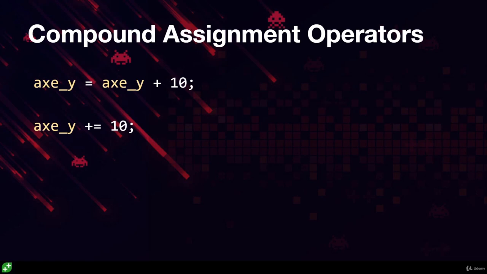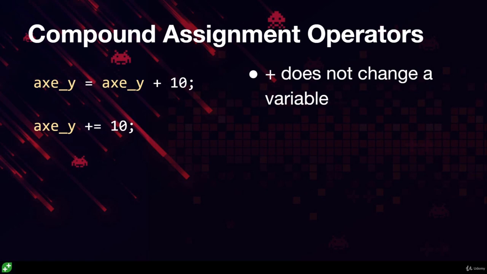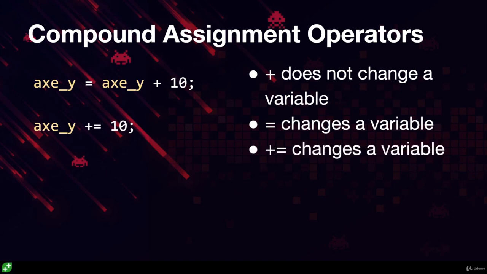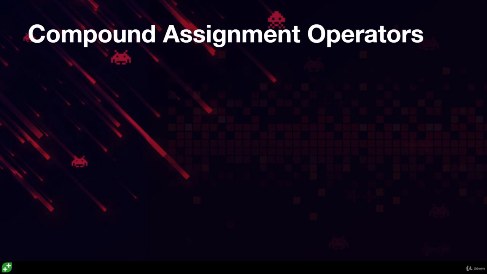Now keep in mind that the plus operator does not change a variable. That's why we needed the assignment operator in the first line here to actually change ax_y. But plus equals does change ax_y. That's why it actually qualifies as a type of assignment operator. Now there exists a similar operator that has to do with subtraction. Take this line for example. We take circle x, subtract 10 from it, and assign the result to circle x.